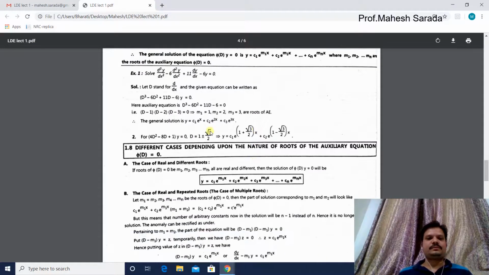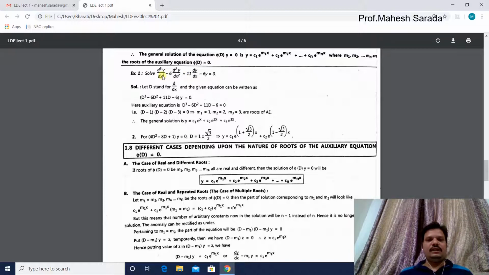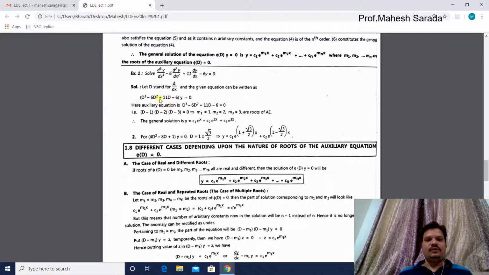Here is one example. Solve this linear differential equation with constant coefficients. Now if we consider d by dx in terms of capital D, this is our actual equation, out of which D cube minus 6D square plus 11D minus 6 we call the auxiliary equation, equated to 0. As this is a cubic polynomial, we can use synthetic division. Then we'll find the roots. Here they are 1, 2, 3. If 1, 2, 3 are the roots, then the general solution is y is equal to c1 e raised to x, this is for 1, plus c2 e raised to 2x, this is for 2, plus c3 e raised to 3x, this is for 3.